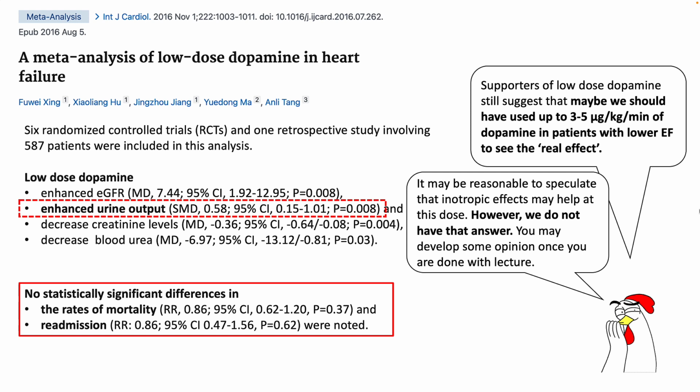You will see that stimulating beta 1 receptors in congestive heart failure, in our subsequent slides, does not lead to improved outcomes.